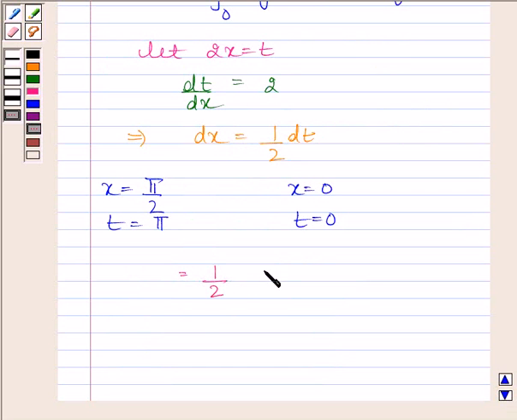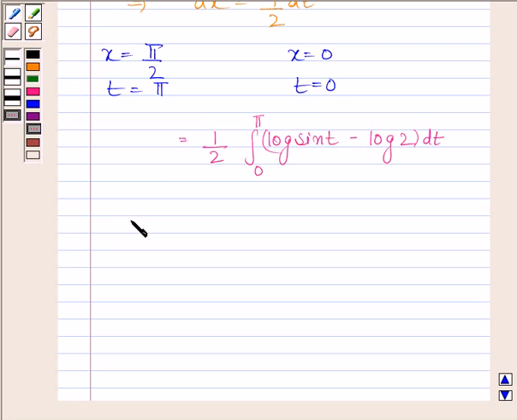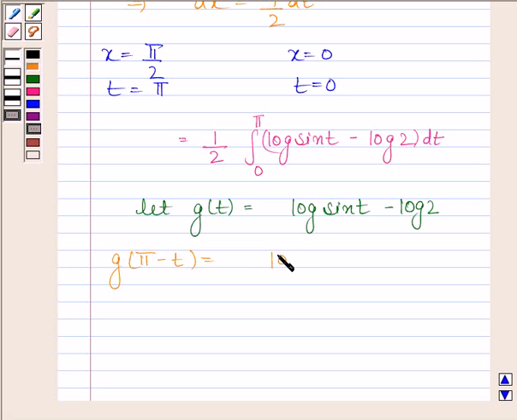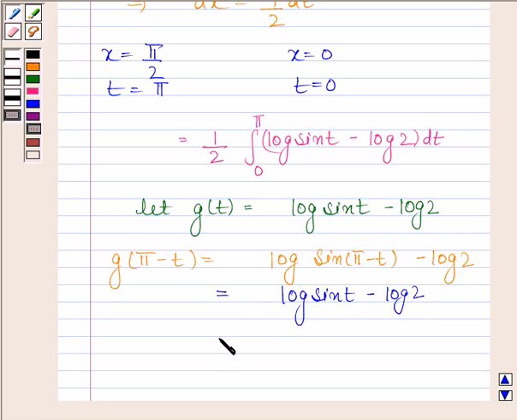So now we have one by two into integral of log sine t minus log two dt from 0 to pi. Let g of t is equal to log sin t minus log 2. Now g of pi minus t is equal to log sin of pi minus t minus log 2. We know that sin of pi minus theta is sin theta. So this is equal to log sin t minus log 2. And this is equal to g of t.